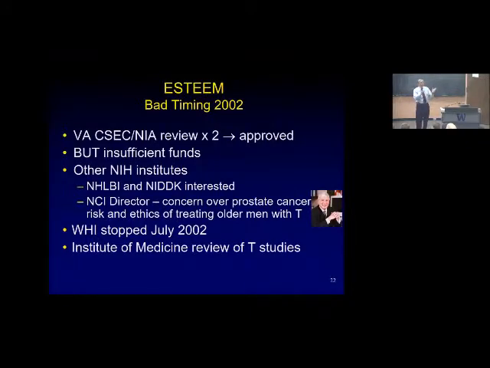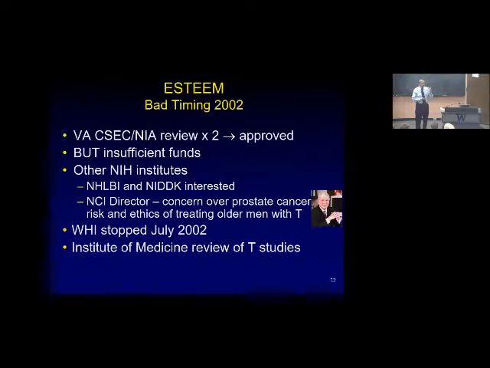It just happened that the newly appointed director of the NCI, the National Cancer Institute, was a urologist who had prostate cancer, whose father died of prostate cancer, and who felt very strongly that testosterone trials were unethical at the time because of the risk of prostate cancer, even though there was no data to support that. So that's all that was needed for an approved study to not be funded.